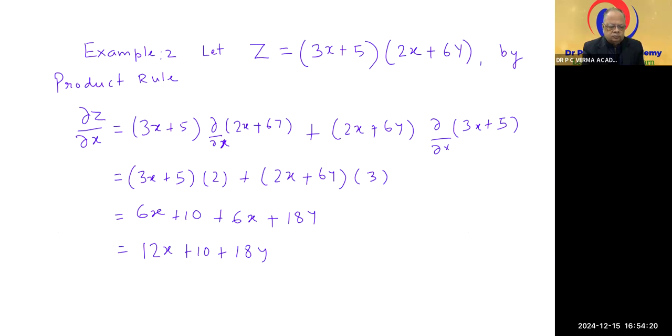Then 3 into 2, 6x, 5 into 2, plus 10, 2x into 3, 6x, and 6y into 3, 18y. Finally, we will add: 6x plus 6x, 12x, plus 10, plus 18y. That is the answer.